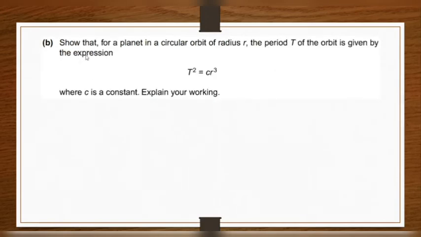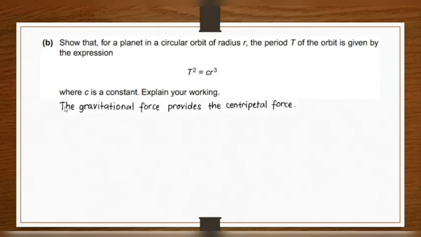The next question is, we want to show that for a planet in a circular orbit of radius r, the period is given by T squared equals c r cubed, where c is a constant. Explain your working by writing down the sentence: the gravitational force provides the centripetal force. So you have GMm over r squared equals m omega squared times r. We can cross m out because this is the mass of the planet that is going around the Sun.